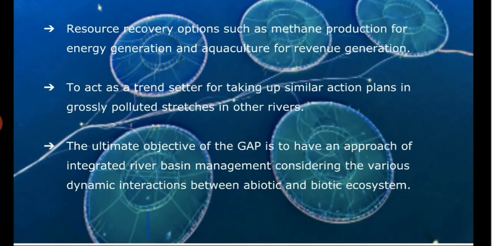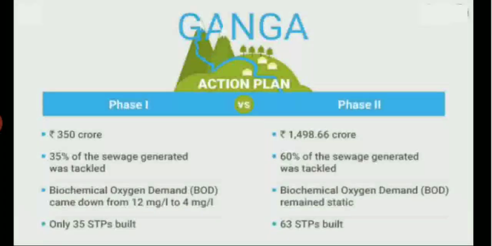To act as a trendsetter, which I have also told earlier, the Yamuna Action Plan was released after the Ganga Action Plan. So it was a trendsetter for action plans for cleaning of the environment, and it was very important to be brought to the notice of the government. The ultimate objective of the GAP is to have an approach of integrated river-based management, considering the various dynamic interactions between abiotic and biotic ecosystems.